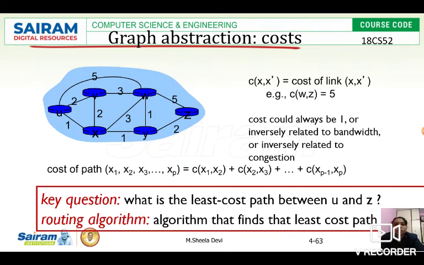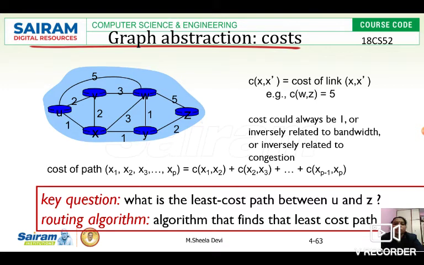Next, the same thing is explained here. What is the least cost between u and z? Yes, so see this diagram. We have multiple paths, as all of you know. If you take a source and a destination, we will have multiple paths to reach the destination from the source. There is no need that you have to follow the same path.